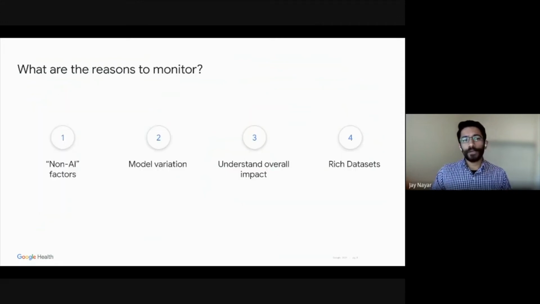Okay, so what are the reasons to monitor? This is by no means an exhaustive list, but here are some key points. AI performance is influenced by non-AI factors.